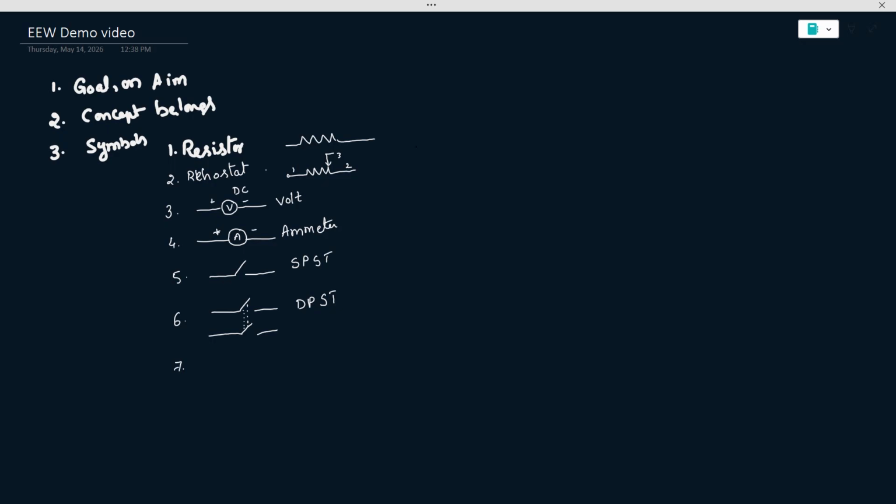It is called a variac or autotransformer. So the autotransformer symbol looks like this: there is a coil. On this coil there is a moving terminal.